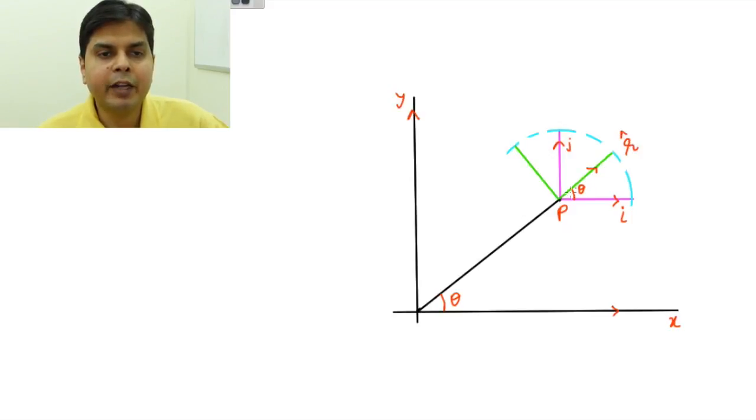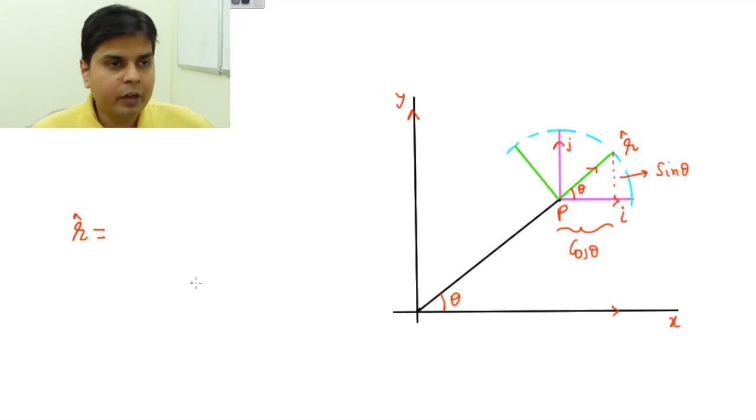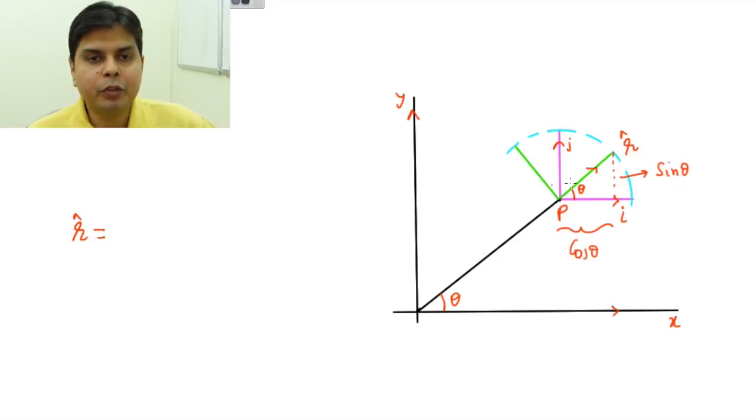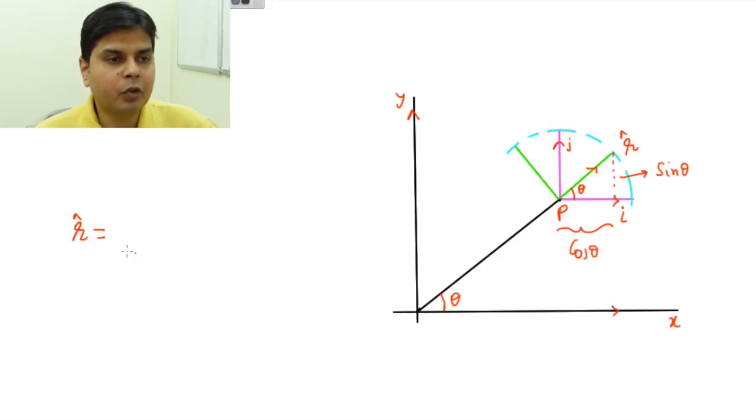So when I have to write r cap in terms of i and j, I will draw a perpendicular here. Since this is theta, this will be cos theta, and this will become sin theta. So I can write r cap is equal to cos theta times i plus sin theta times j.